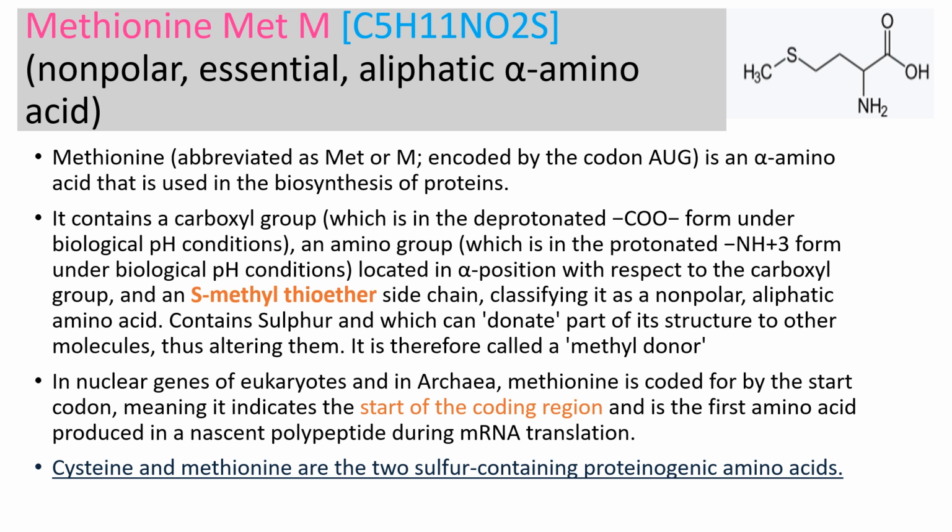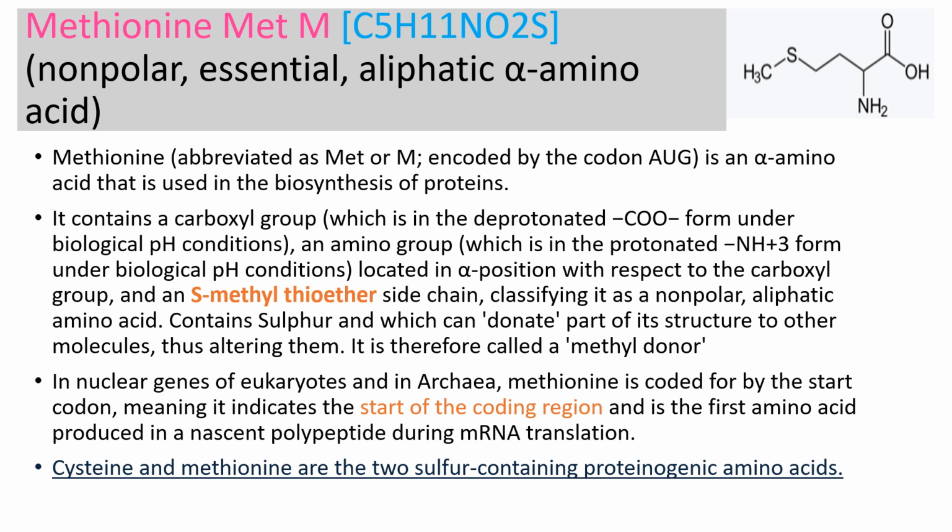Methionine, very important. You will be asked because it has a sulfur bond, an S-methyl thioether side chain. Methionine is a non-polar, essential, aliphatic alpha amino acid. Methionine is encoded by the codon AUG, which is a start codon. It is an alpha amino acid that is used in the biosynthesis of proteins.